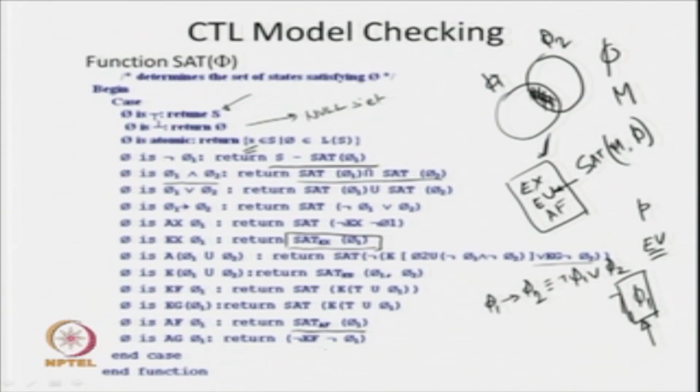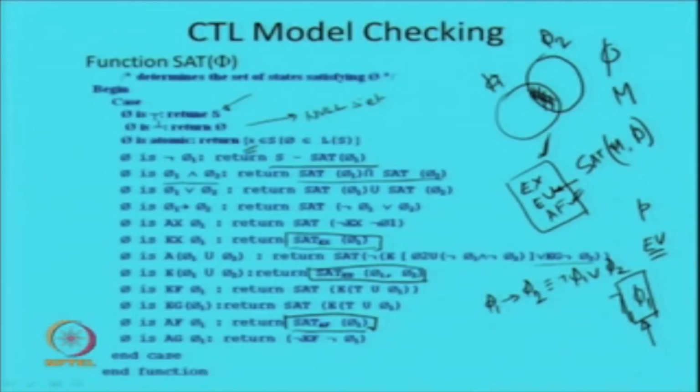Since it is a member of this particular minimal set of operators, I need a method for A F. So, this is another method, and we need one method for set E U. Similarly, A G can be expressed with the help of the equivalent not of E F not of phi 1. Now, any kind of formula I give as an input to this particular function set, it is going to give me the set of states where the given formula is true.